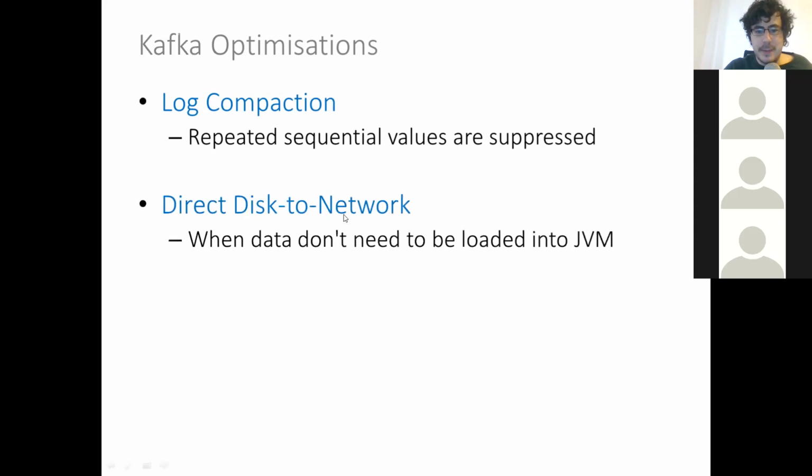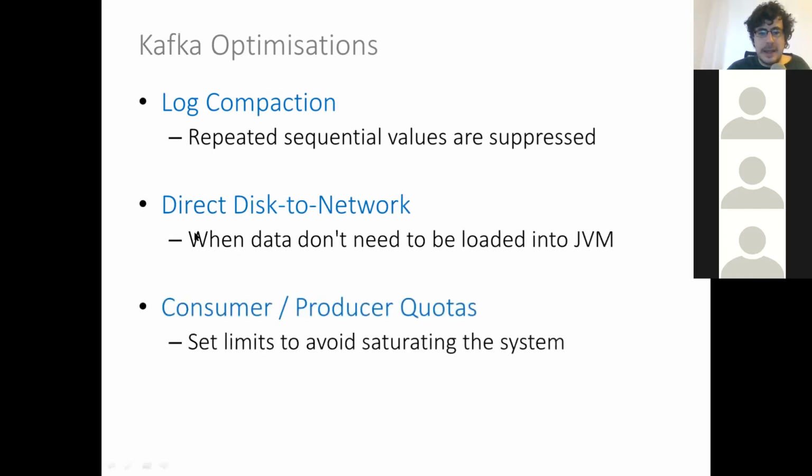Direct disk to network. As we mentioned at the start, Kafka is implemented in Java and Scala, so it's implemented to run on the JVM. But it has certain optimizations where possible, where it can simply stream the data directly from the disk to the network without needing to parse it through the JVM to produce the network response. So it can read data directly from a disk and send it over the network, for example, data from a ledger.